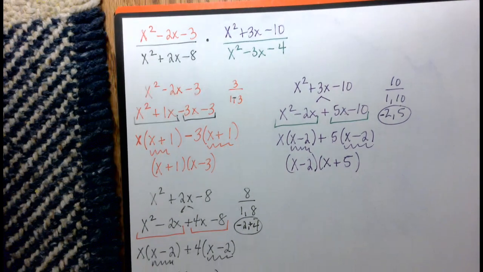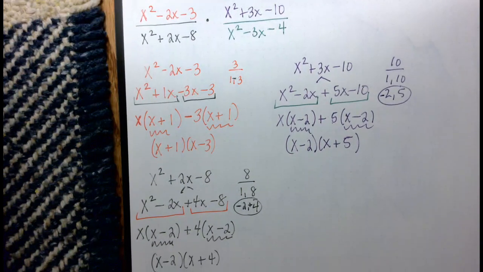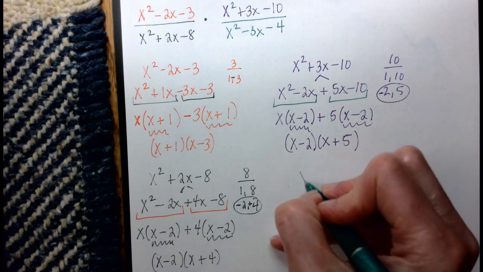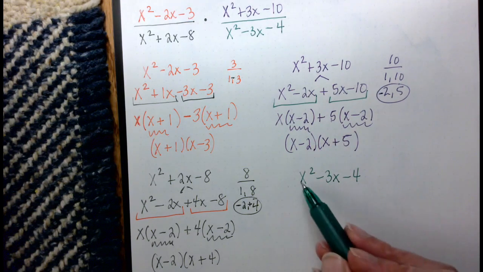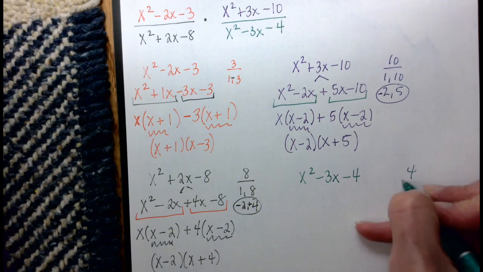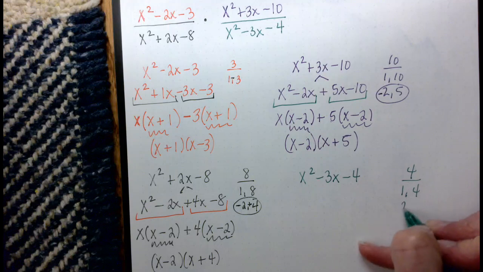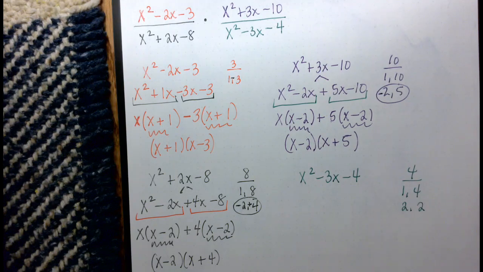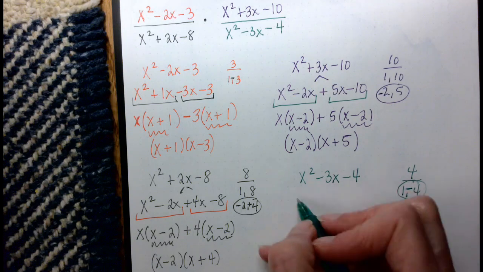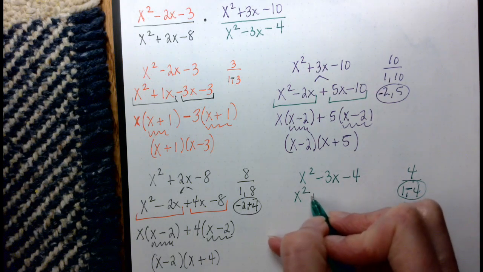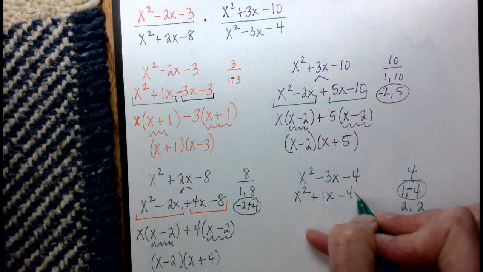And one more trinomial to factor, which is the x squared minus 3x minus 4. 1 times 4 is 4. The factors are 1 and 4 and 2 and 2, but they need to combine, either add or subtract, to be 3. So 4 minus 1 gives us 3, but we really need to look at it from the perspective of 1 minus 4 because this is negative 3. So x squared plus 1x minus 4x minus 4.